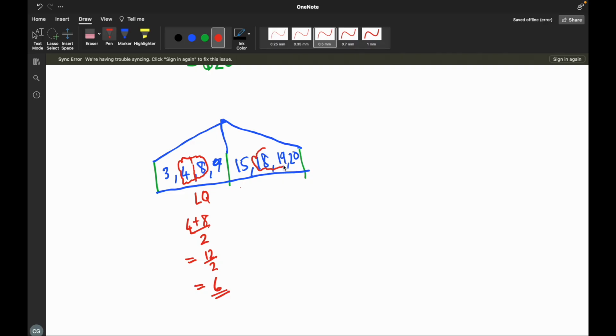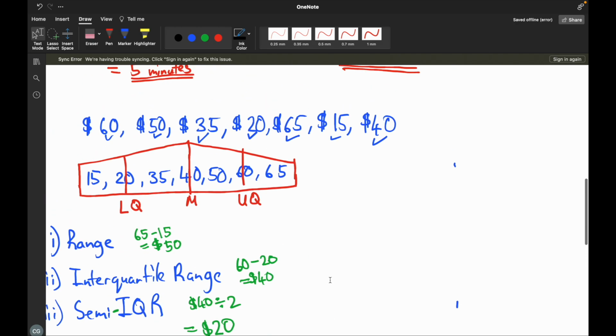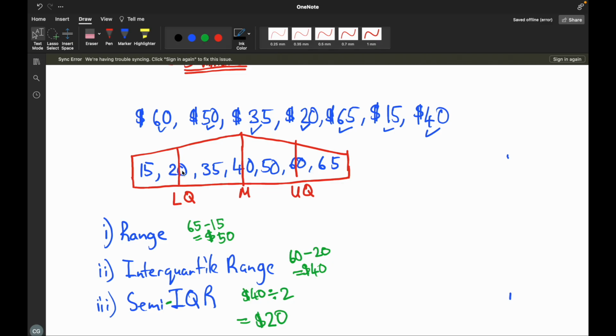18 and 19. So in this case, 18 and 19 would be my upper quartile. So I would add them together, 18 plus 19 divided by 2, which is 37 divided by 2, which gives me 18.5. Make sense what I did there? Yes. So in this one here, it just so happened that the number that landed in the middle was a full number. So that is why in this case, we had a full number as 20, you see?